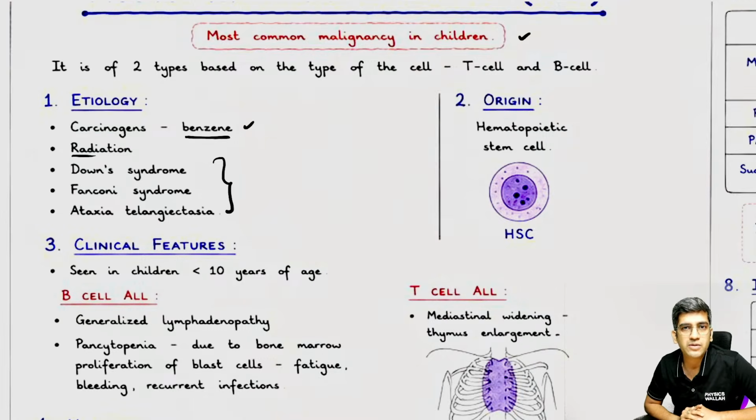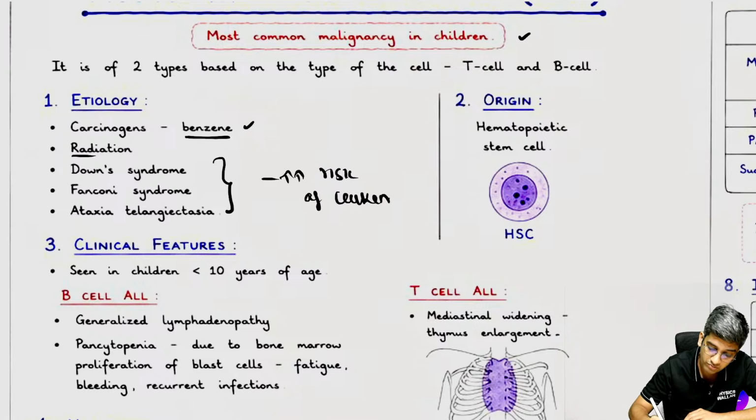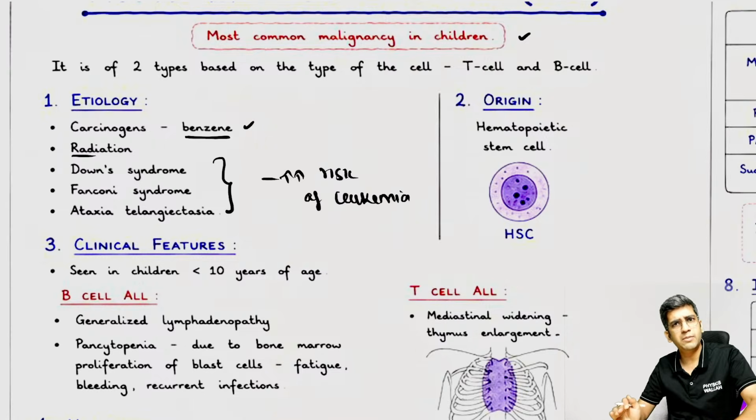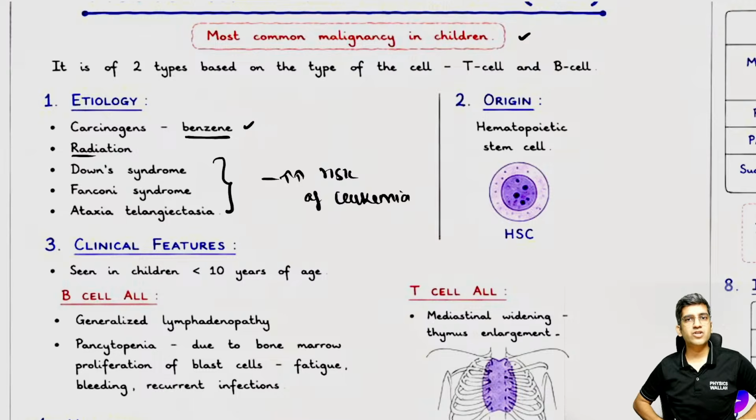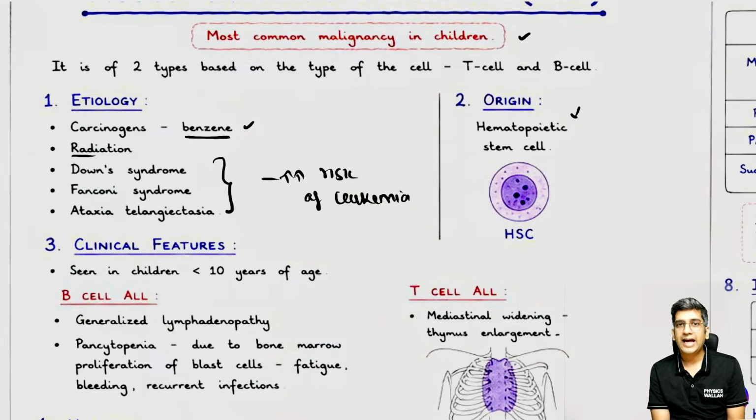See, Fanconi anemia has a problem in stem cell. Down syndrome has a problem in multiple things, right? And ataxia telangiectasia has a problem in stem cell. These all will increase the risk of leukemias. Again, this is not for one leukemia alone. ALL, AML, everything it remains true, right? Because there is a risk of leukemia because they have a mutated stem cell. The origin of ALL is hematopoietic stem cell by default. Fine. Okay, perfect. So we have B-ALL and we have T-ALL.